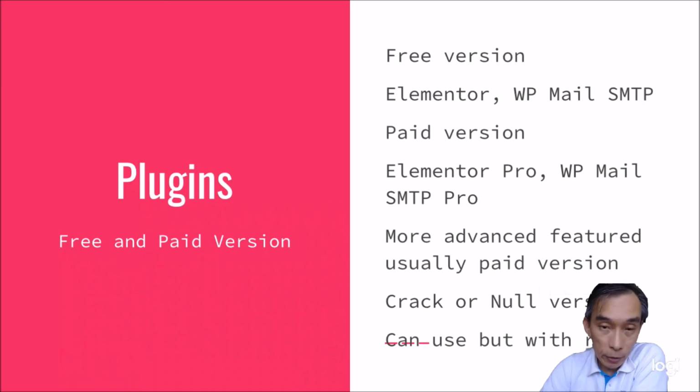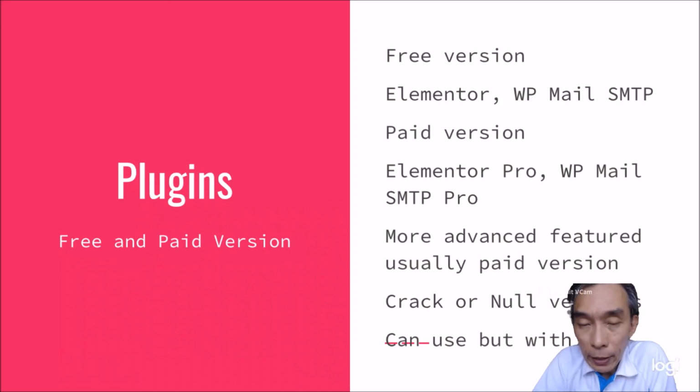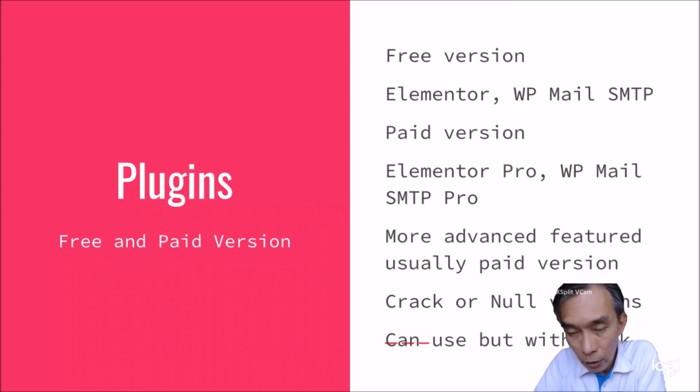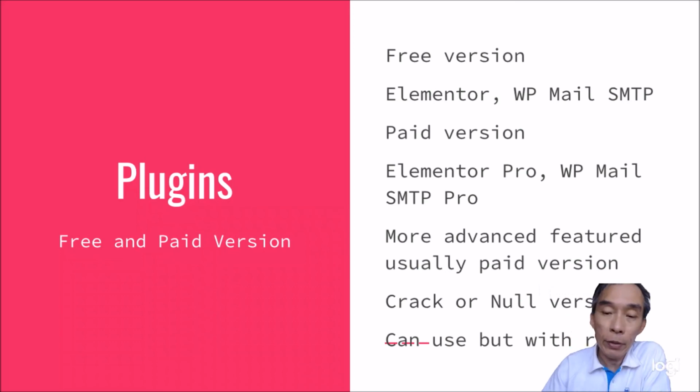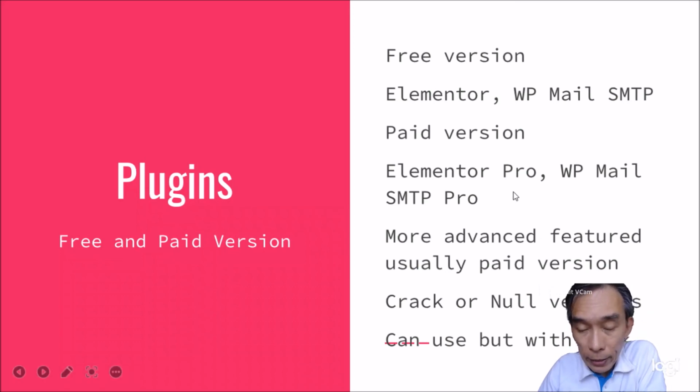The plugins are just to emphasize that there is a free version of plugins like Elementor, and also WP Mail SMTP. The paid version of the same application can be named like Elementor Pro, WP Mail SMTP Pro, with more advanced features. Usually these paid versions are enhanced in use, API integration, or even e-commerce, where you can do transactions using Stripe or PayPal or online payment through these plugins. These are highly specific and also secure plugins, which come with a price.